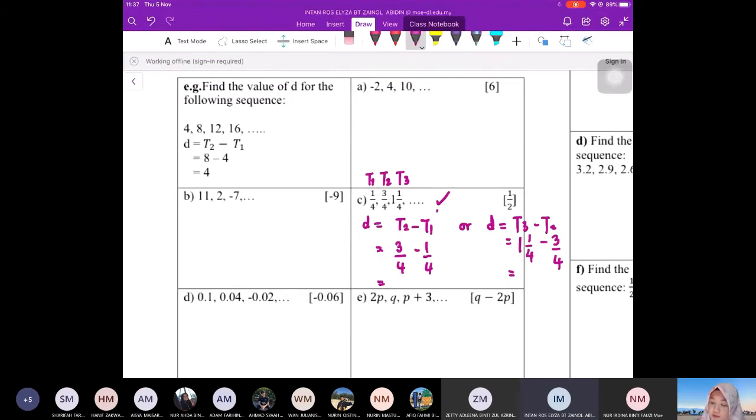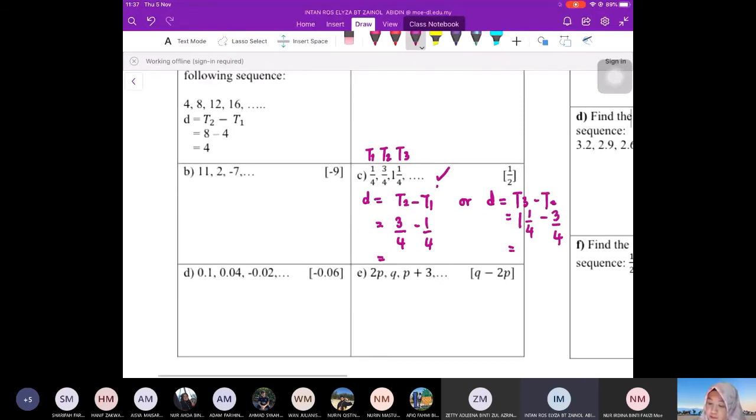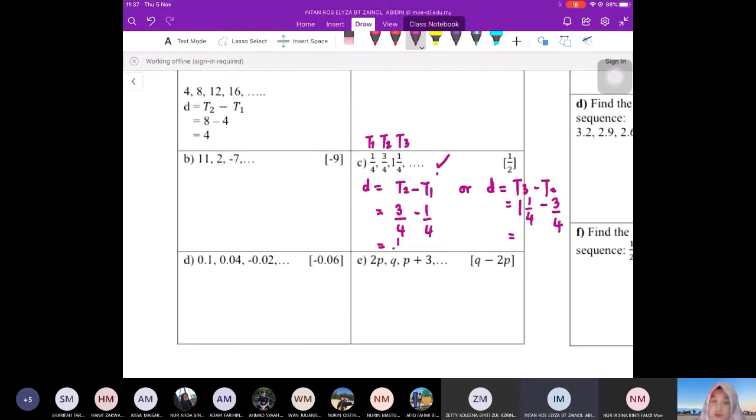Lagi senang lah. So 3 over 4 minus 1 over 4 will be 1 over 2. Apa-apa pun kena simplest, jangan biarkan dia 2 over 4. Ada salah. Kena 1 over 2. You have to alert on the figure. Kalau benda tu boleh simplify lagi, you simplify kan.